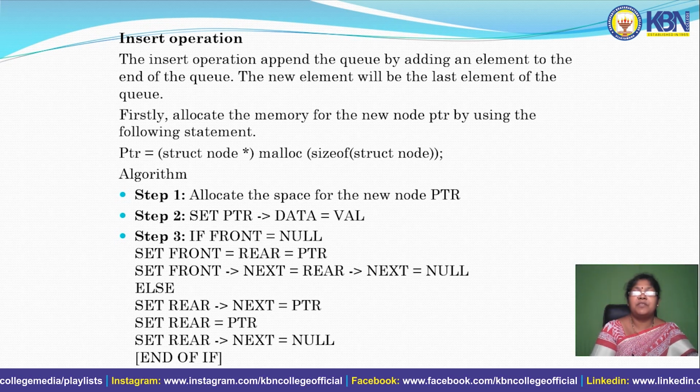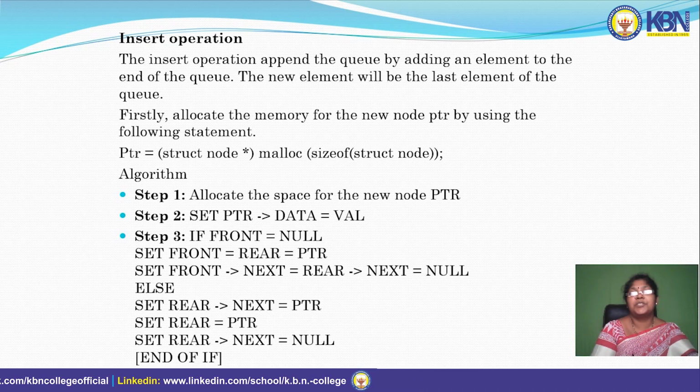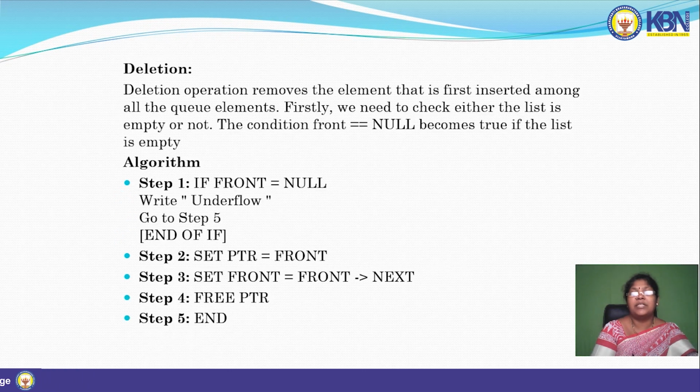If null, we can add the next elements. Else set rear next equal to PTR, then set rear equal to PTR and its next equal to null. In the same way we can add any number of elements. First it gives the null pointer, meaning nothing is there. Next it gives the rear, meaning the first element, and the link equal to null. After getting the next value, the link will be filled with the next element.